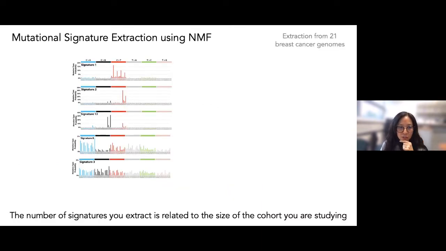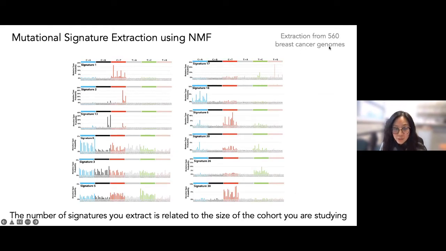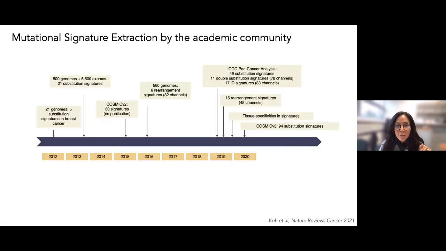The next caveat to mention is that the number of signatures you extract is related to the size of the cohort that you're studying. So when I first studied 21 cancers, I got 5 signatures. When I studied 560 breast cancers, I got 12 signatures. It's just an increase in power. Now, when I study 5,000 breast cancer genomes, I'm going to find a few more, that's for sure. But at some point, it does start to saturate as well. But the point is, the number of signatures you extract is related to the size of the cohort you're studying.